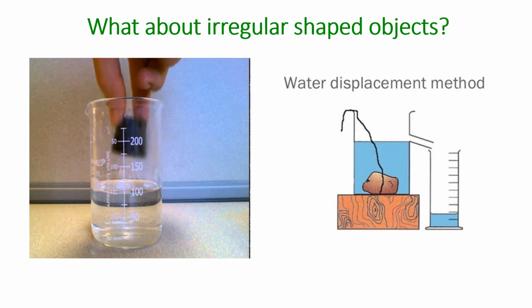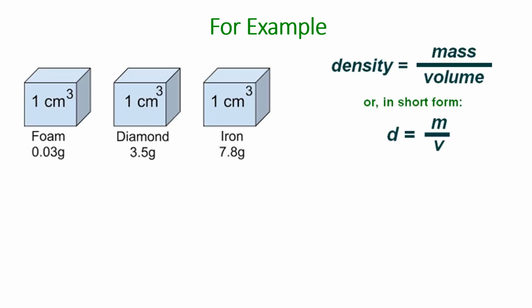Now, if the object does not have a regular shape, we can't use a formula to calculate the volume. And that's when we've got to come up with an alternative method to calculate the volume. We can still measure its mass, we can put it on the scales, but what we need to do is potentially do something like the water displacement method. Now, I'm going to cover that in a separate video to keep this video short and sweet. So let's have a go at some examples.